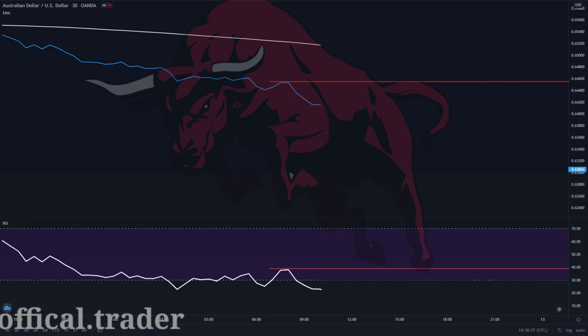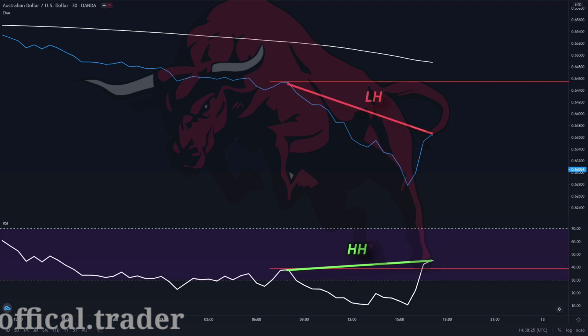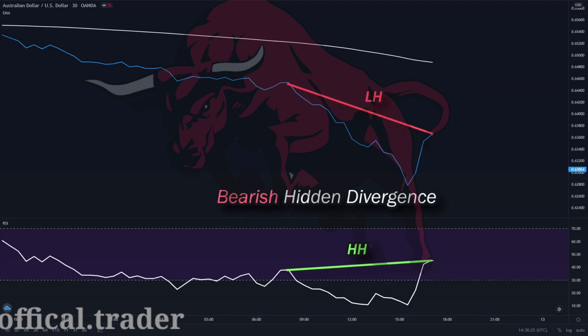Next, you wait for a setup where the RSI crosses above the line, but the price hasn't. This shows us that the RSI made a higher high and the price made a lower high. And so this will be our bearish hidden divergence.